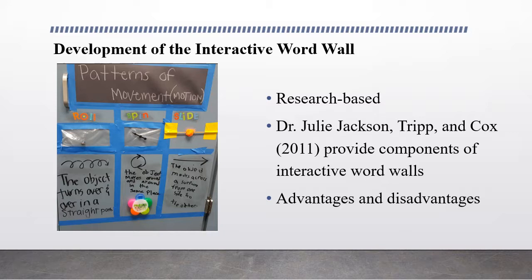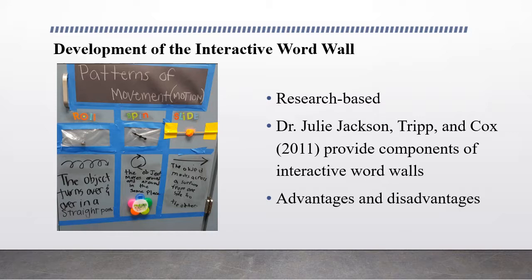One of the major components of an interactive word wall is that of realia. Realia is anything that's tangible, anything that students can touch, they can get their hands on it. And so now it's also targeting kinesthetic learning. Students that need to be able to physically touch something to learn a new word.